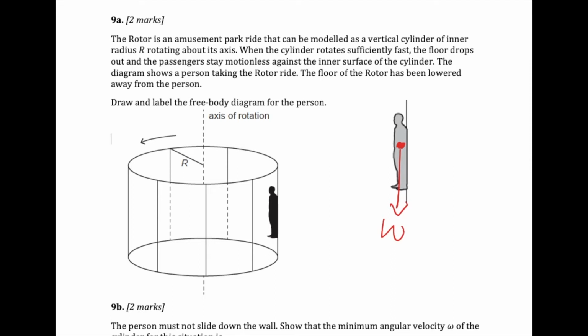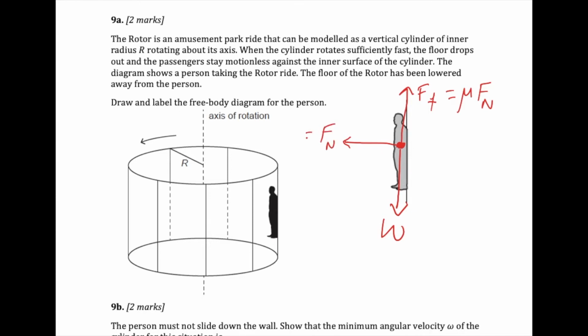We obviously have the weight. Since the man isn't falling, something must be balancing his weight, which would be the force of friction. We know force of friction would be the frictional coefficient times the normal force. So there must be a reaction force from the wall, and that's it really.